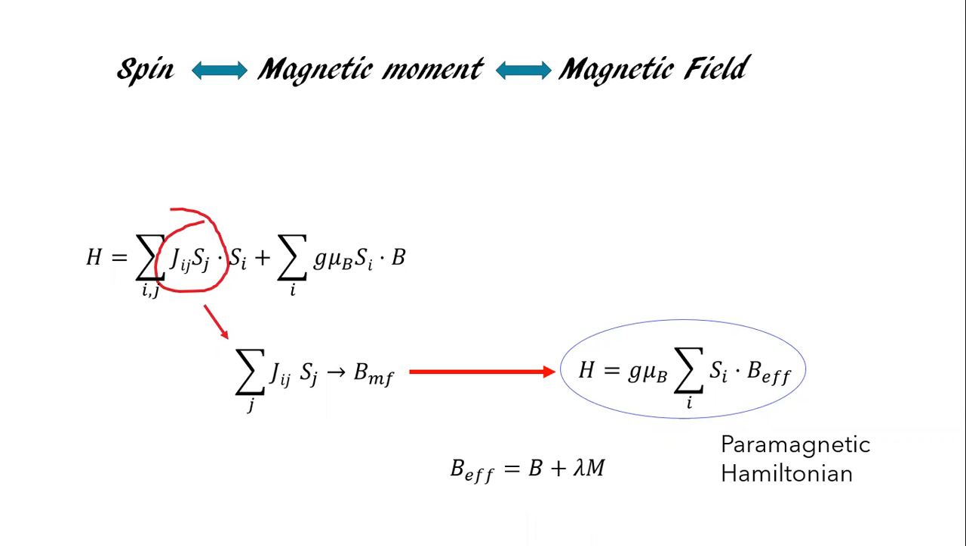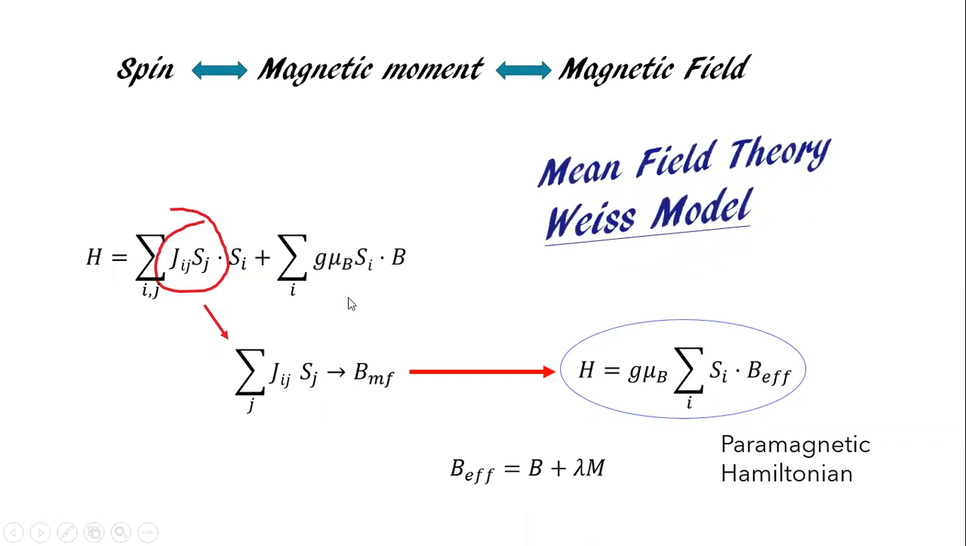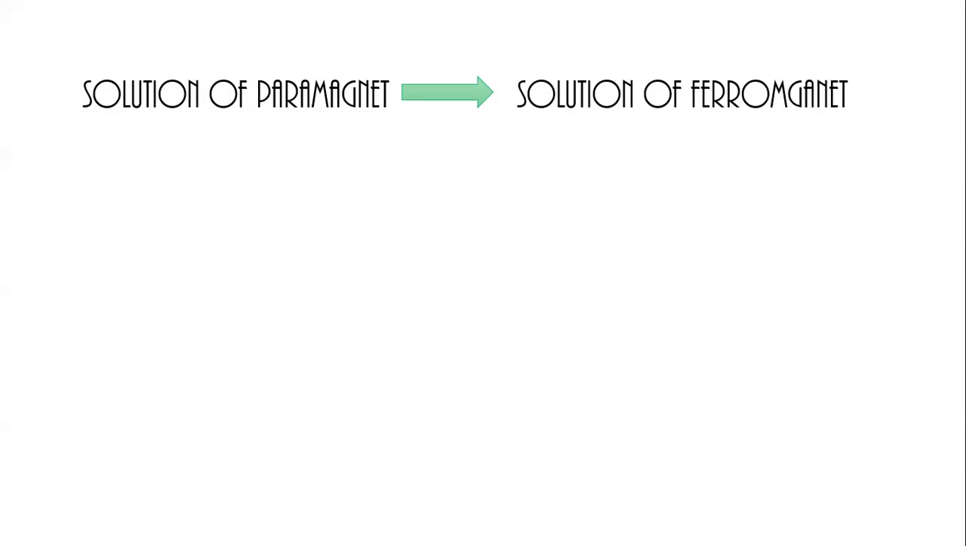Now notice that I have taken the same magnetic field for all the sites. That means I have taken the mean field theory approach where we assume that the potential is approximately the same for all of the points. The model I am using to understand ferromagnetism is known as the Weiss model. Now, if I know the solution of a paramagnet, that would mean I can obtain the solution of a ferromagnet just by modifying the magnetic field to the effective magnetic field.